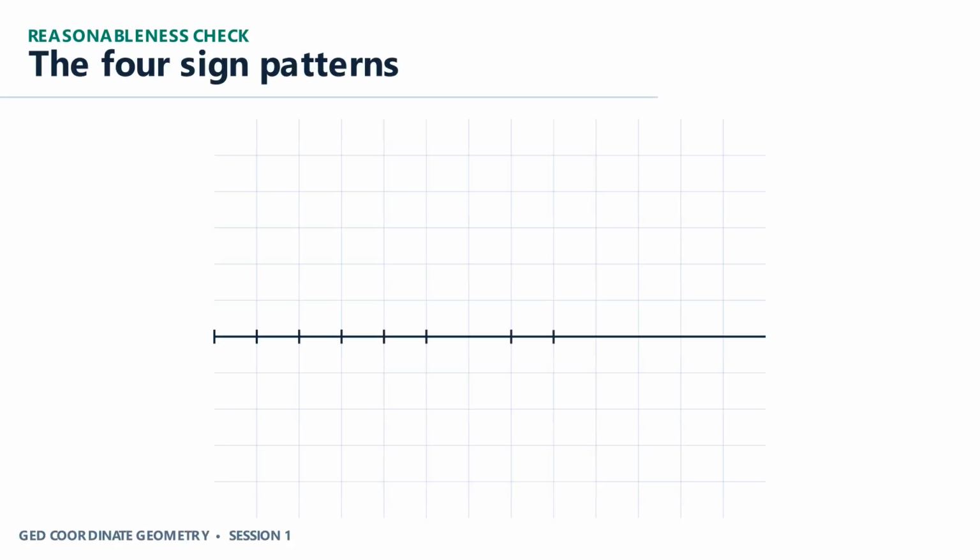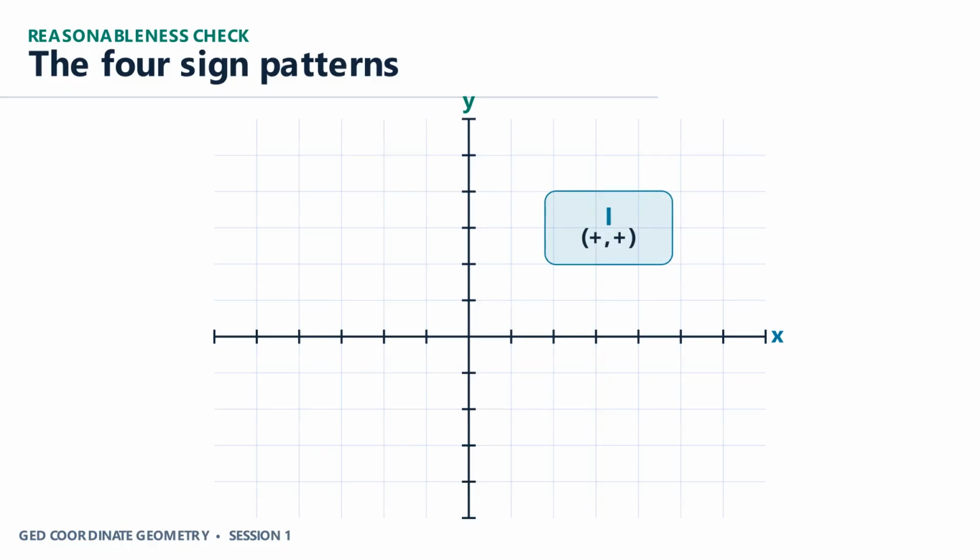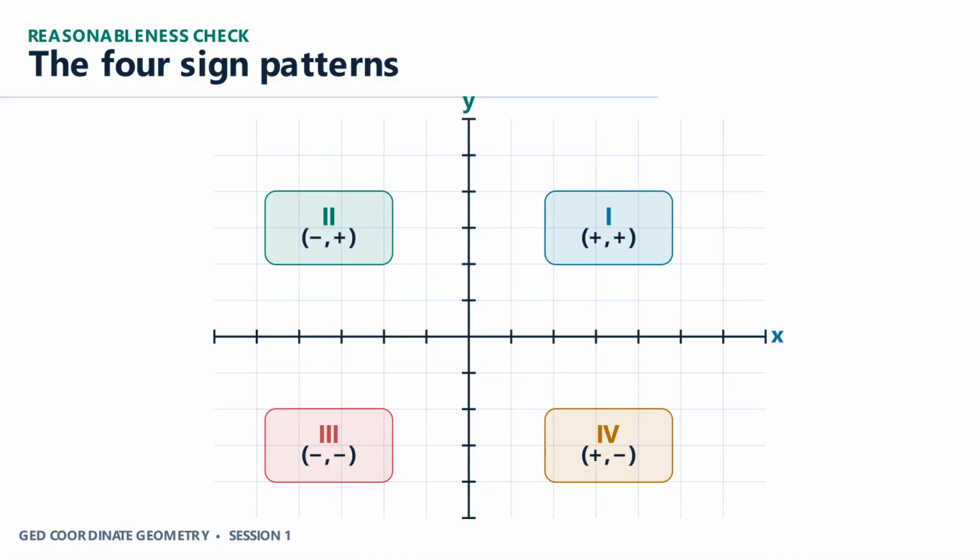The axes divide the plane into 4 quadrants, numbered counterclockwise with Roman numerals. Quadrant 1 has positive x and positive y. Quadrant 2 has negative x and positive y. Quadrant 3 has negative x and negative y. Quadrant 4 has positive x and negative y. The sign pattern is a fast reasonableness check. If both coordinates are negative, for example, the point must appear down and left in quadrant 3.